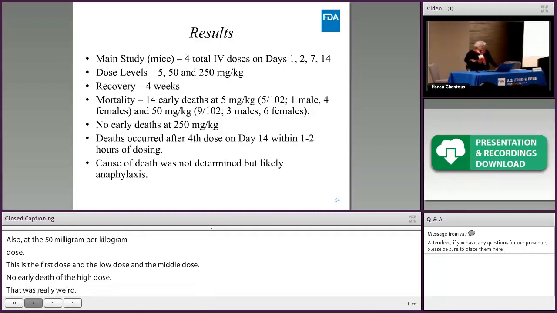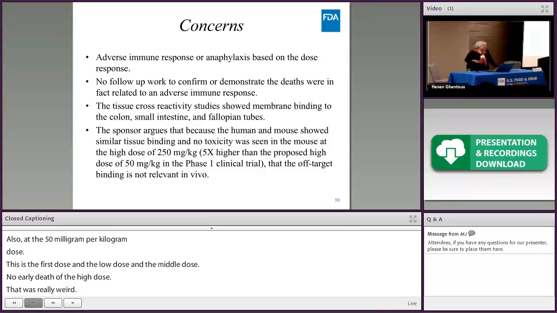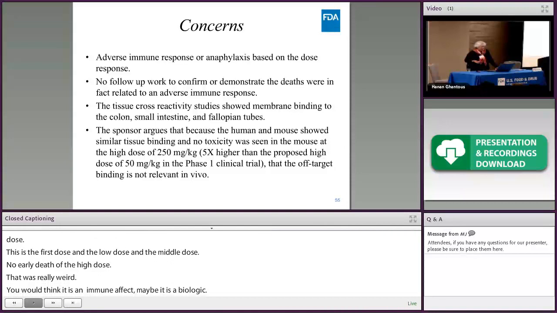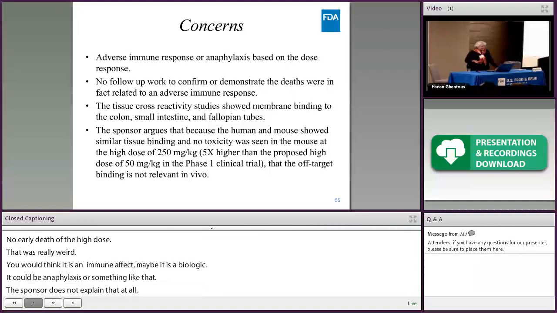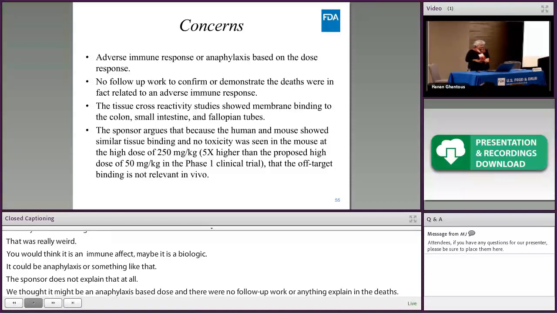So, but you would think it's an immune effect. Maybe, since it's a biologic, it could be an anaphylaxis or something like that. But of course, the sponsor does not explain that at all. So we thought it might be an anaphylaxis-based dose, and there was no follow-up work or anything explaining these deaths.